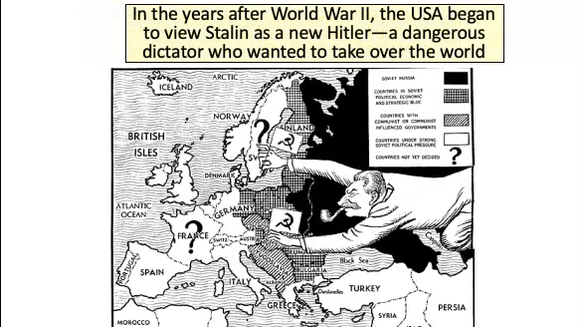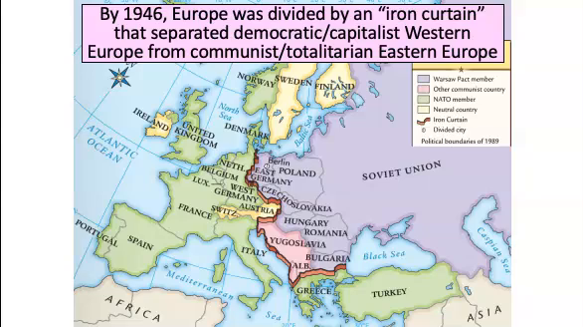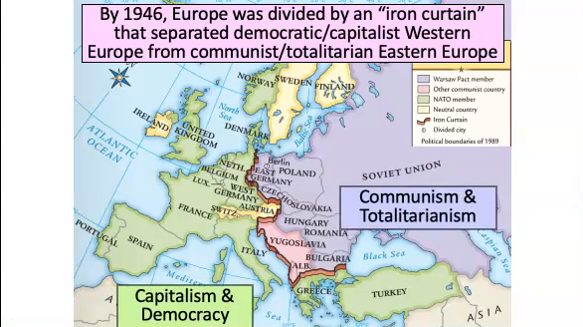In the years after World War II, the US began to view Stalin as a new type of Hitler, a dangerous dictator who wanted to take over and control the world. Therefore, by 1946, Europe was divided by a quote-unquote Iron Curtain that separated the democratic and capitalist countries of Western Europe from the communist and totalitarian countries of Eastern Europe. We can see that divide here and here. Now, the phrase Iron Curtain was first uttered by Winston Churchill from England, giving a speech in Kansas, of all places, and it was in many ways symbolic of this divide between those two countries.